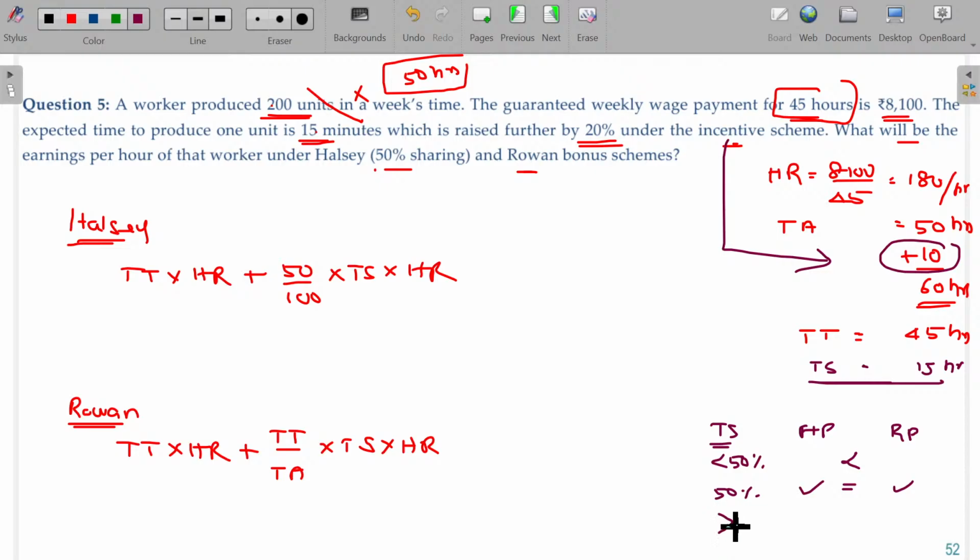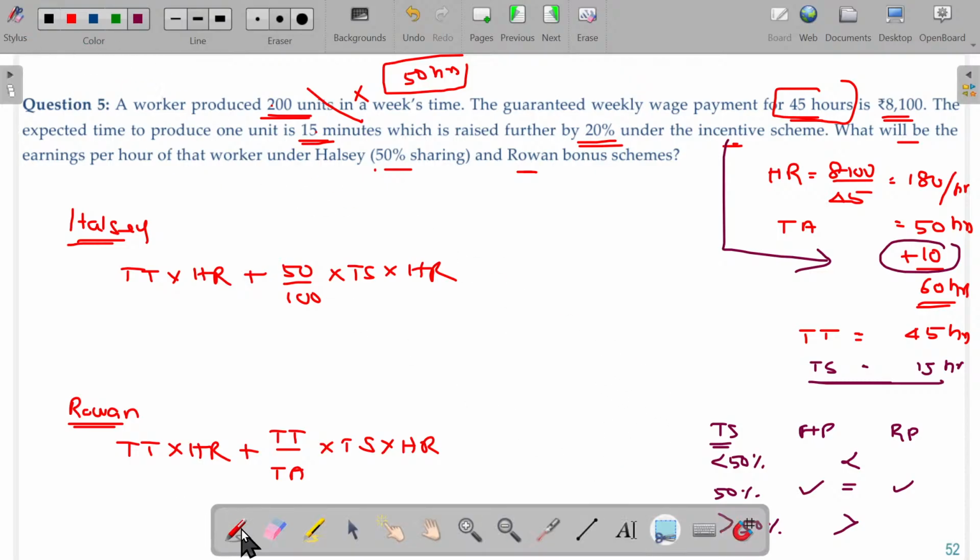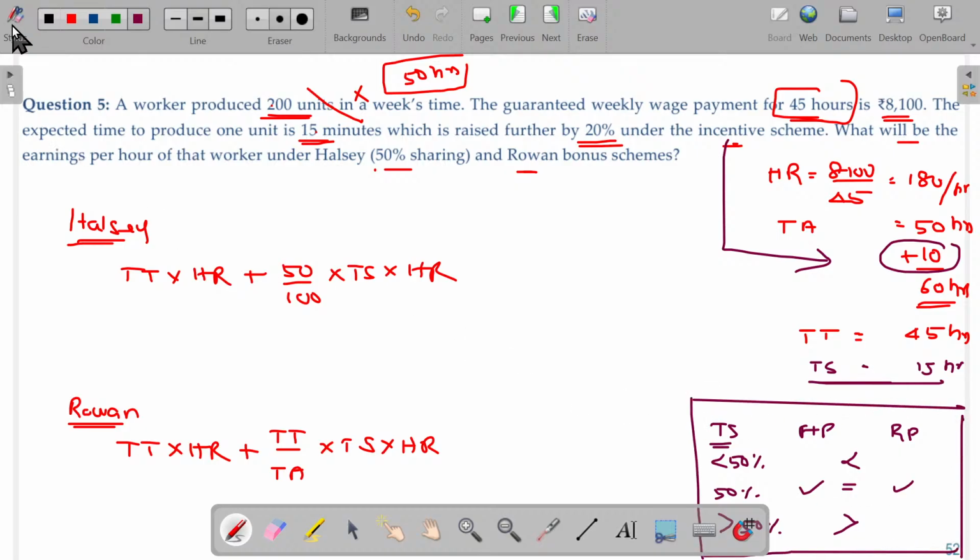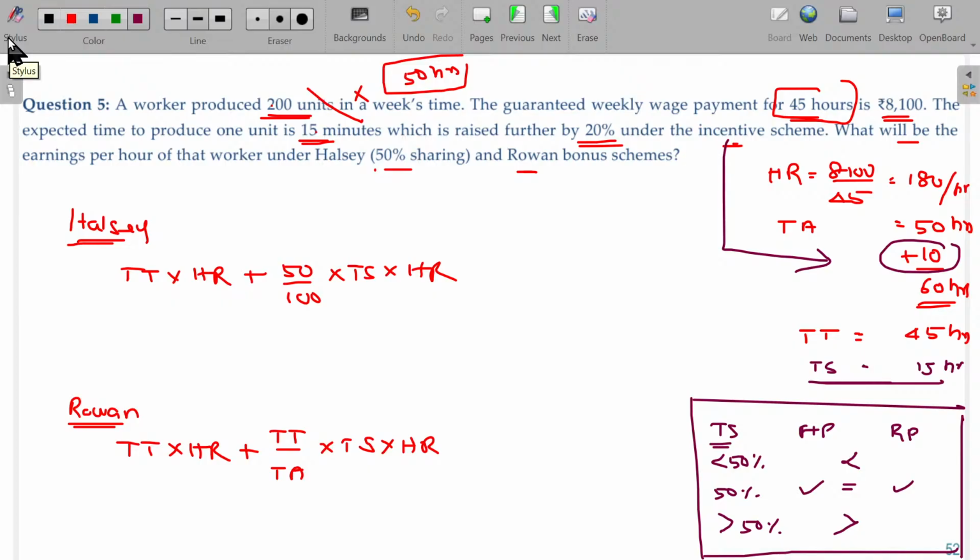If the time saved is more than 50%, time allowed 60, but you saved 40 hours, more than 50%, then what about the time taken? Only 20. So 20 by 60, only one third will be given here, but here it's 50%. So in this case, Halsey plan will be higher and Rowan plan will be lower. This comparison may be converted into an illustration, a type of calculation-based question.